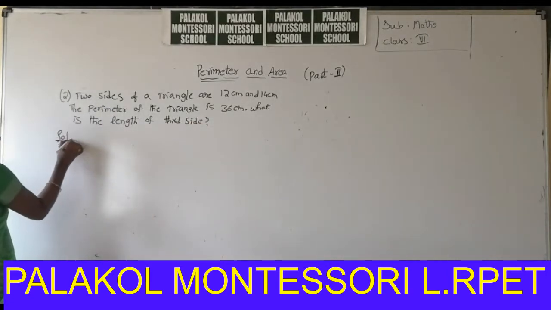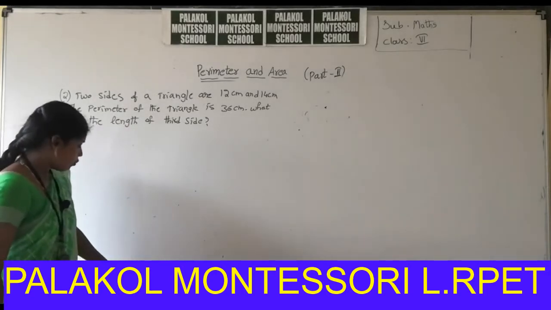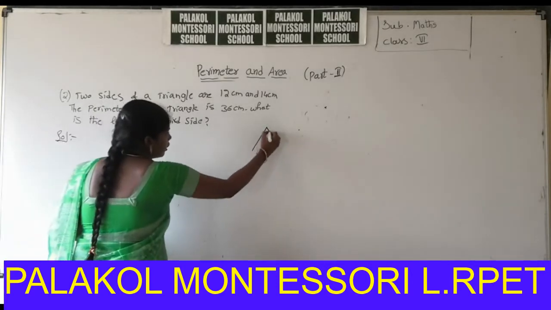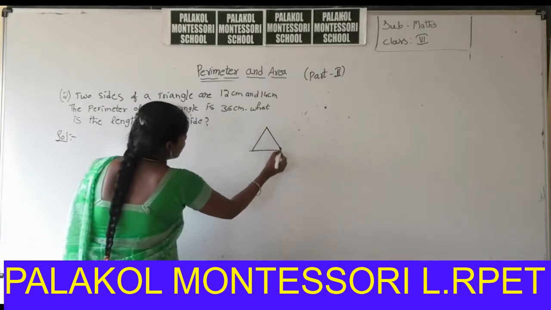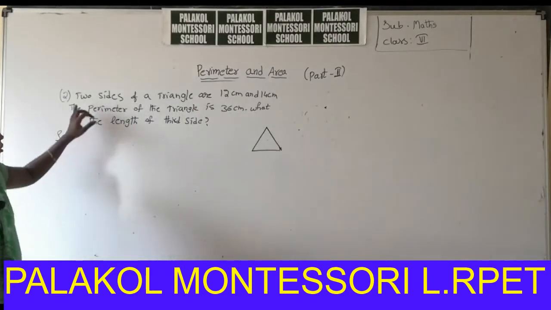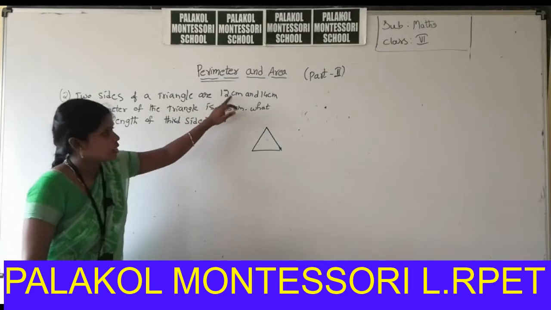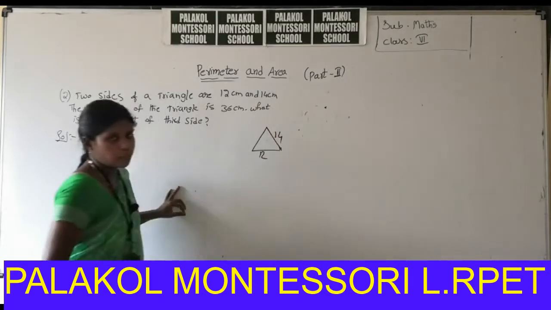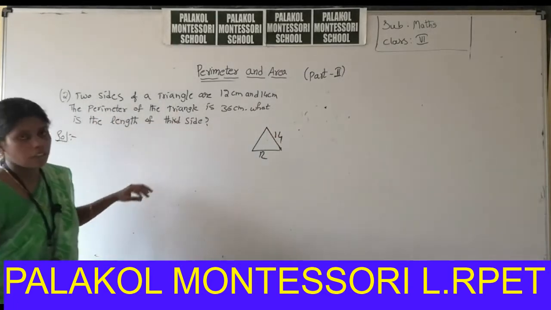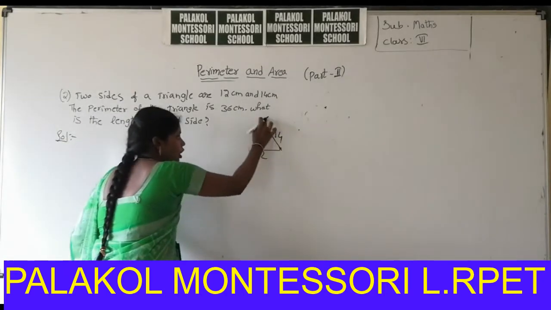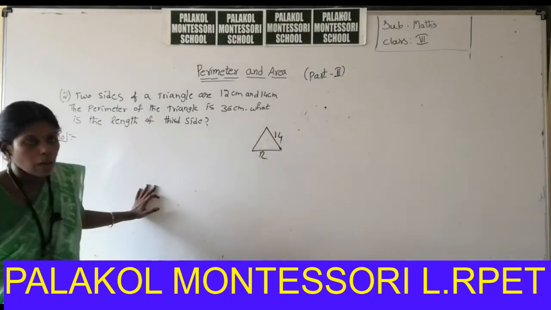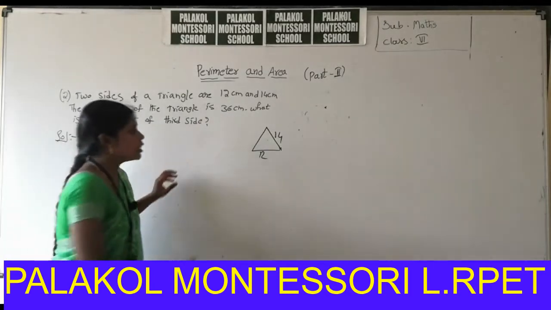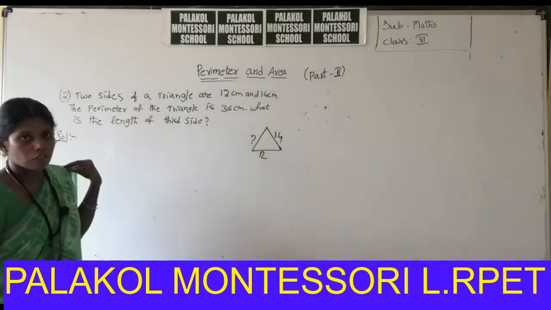So, solution. Two sides of a triangle. In this question we discussed a triangle. How many sides are there in a triangle? 3 sides are there. In this question only 2 sides are given. One side is 12 centimeters, another side is 14 centimeters. The perimeter of the triangle, we already know that perimeter means the boundary of this shape. The boundary of this closed figure is called perimeter. That perimeter is 36 centimeters. So what is the question? What is the length of the third side? We can find the third side of this triangle.